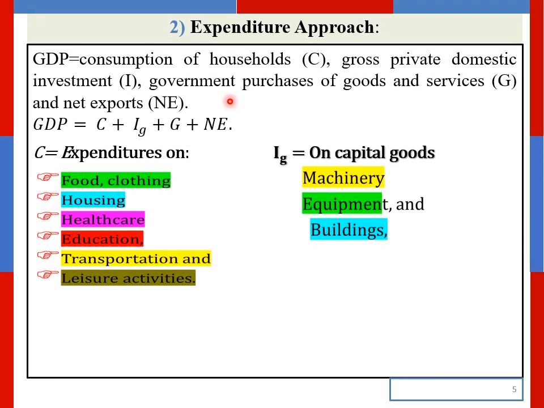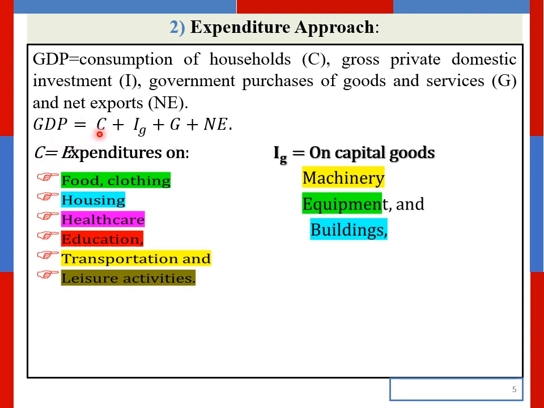The second approach is to measure the GDP. Here is consumption plus gross investment plus government expenditure plus net export. The mathematical formula for the expenditure approach.